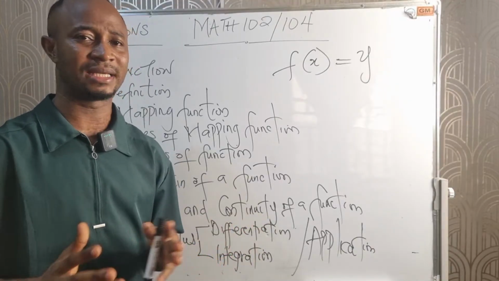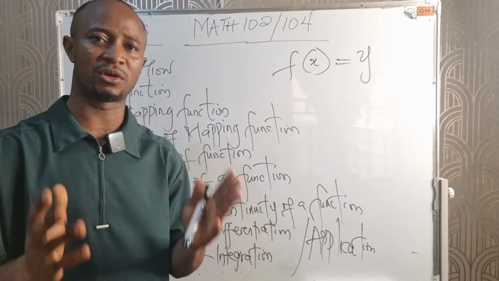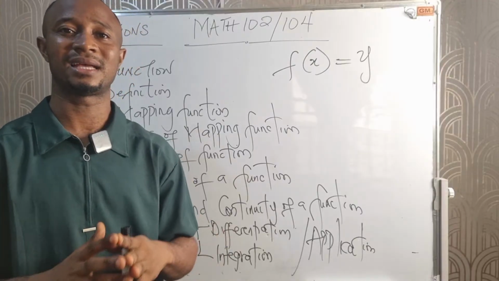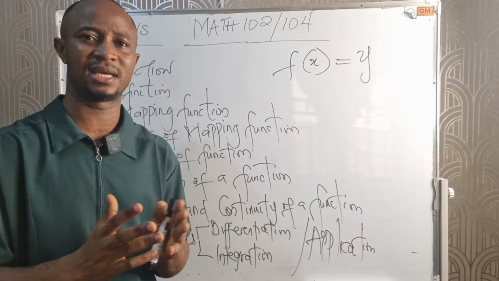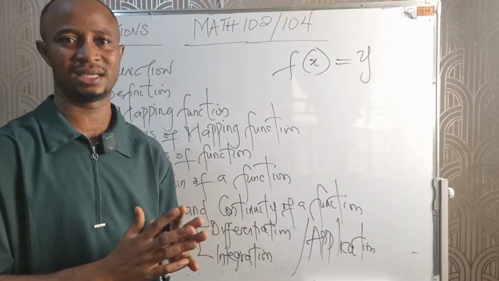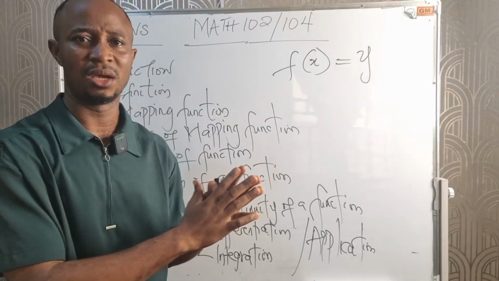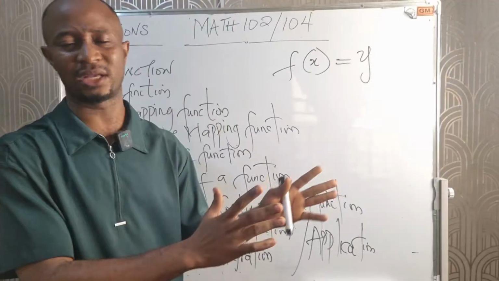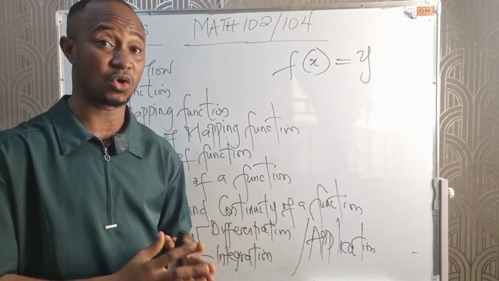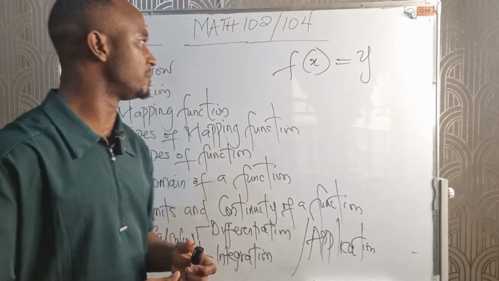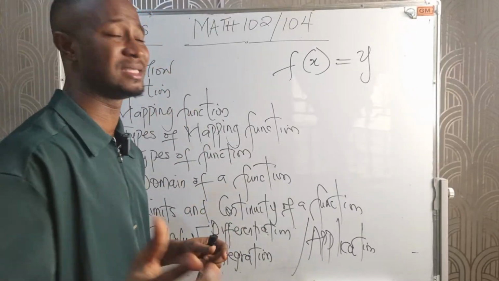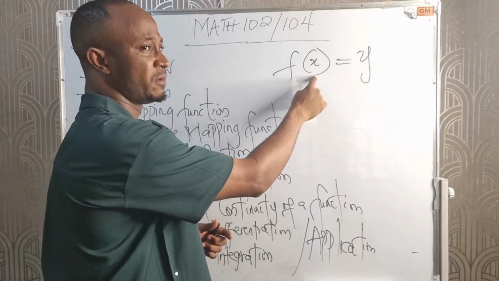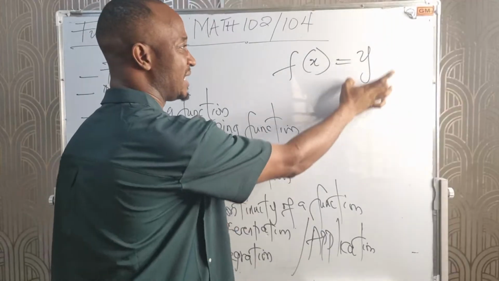Like I said, function is a set of rules that assign or link or connect every element of a particular set called the domain to a unique or different element in another set called the codomain. That's called mapping function. Generally, function can be represented as f of x. F of x simply means f is the function of x, and f of x represents y.